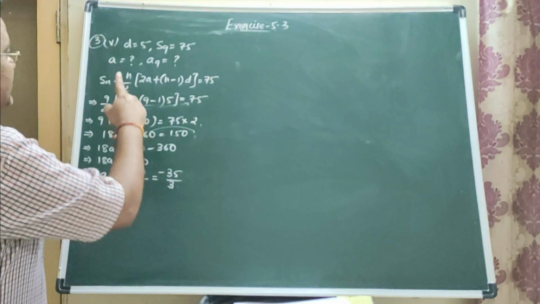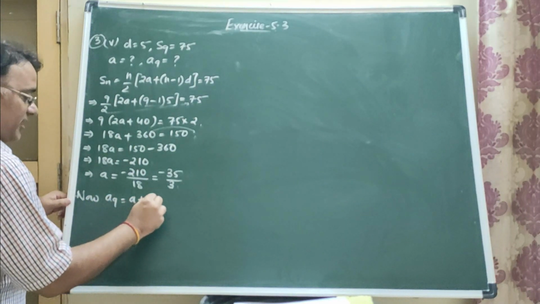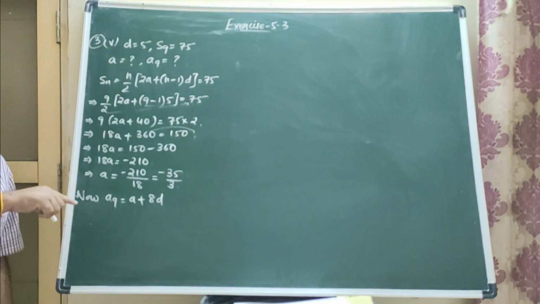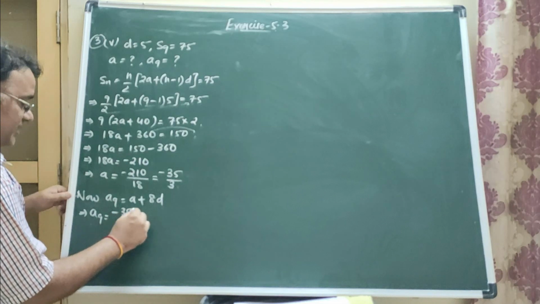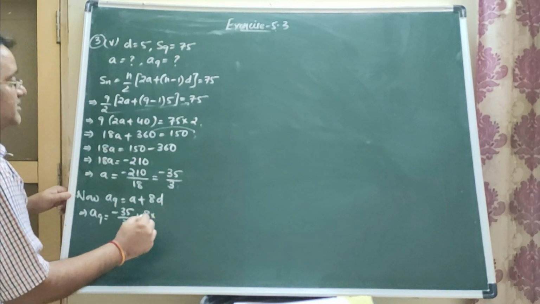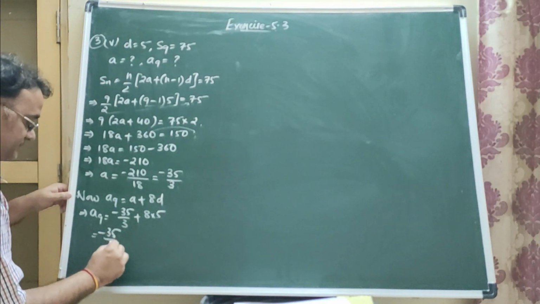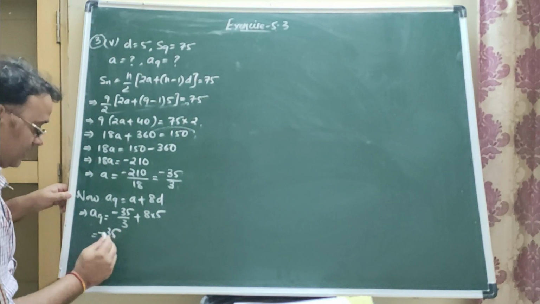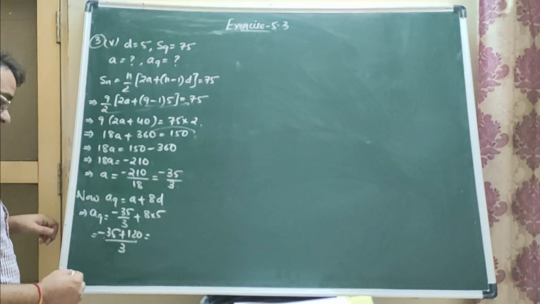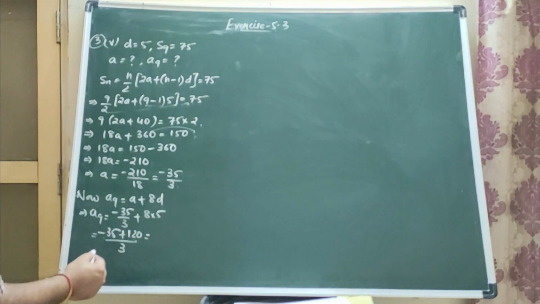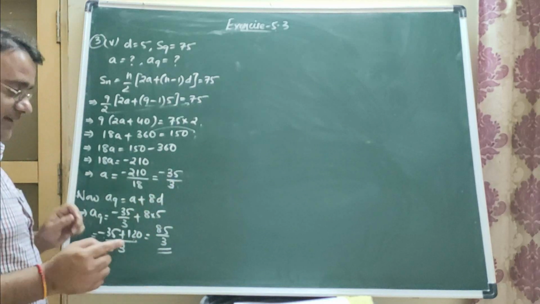Now what we have to find? Ninth term. Now the ninth term we can write, a9 as a plus 8d. Now substitute the value of a, that is minus 35 by 3, and the value of d, that is 5. Now take LCM. LCM लेंगे तो ये plus 120 हो जाएगा upon 3. So final answer 85 by 3. Okay, ninth term निकल गया.